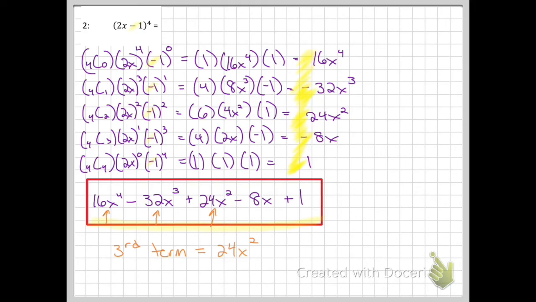So the first thing I notice about the third term is that the exponent is 2. I was trying to find the third term, but my exponent ended up being 2. Also, if you look at where my work is for the third term, it was 4c2. Let's write this out. This was 4c2 times 2x squared times negative 1 squared. It's a coincidence that they're both squared this time. But my r is 1 less than the term number I'm looking for, right? I was looking for the third term, and my r was 2 in this problem.